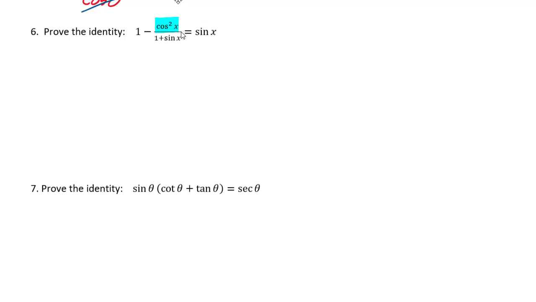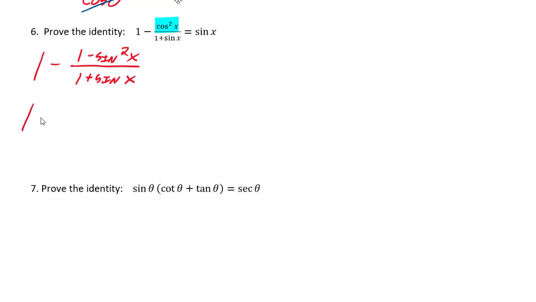Cosine squared, if you recall, is the same as 1 minus sine squared. And I feel like there's probably going to be some way, if I have a 1 minus sine squared in the numerator, that it might be able to cancel with the 1 plus sine of x that's on the bottom. So that's how I get the ball rolling with this: replace the cosine squared of x with 1 minus sine squared of x, and then just keep it over that 1 plus sine of x that I have on the bottom.